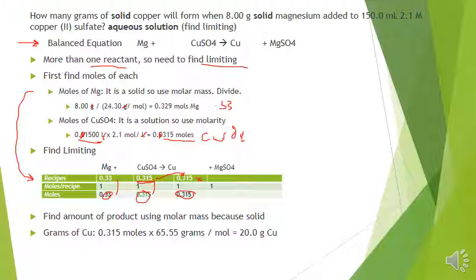Okay. It says I want to have it in grams, so I'm going to use molar mass. So I multiply by the molar mass of copper, which is 63.55. So it's 0.315 moles times 63.55 grams per mole, and it ends up with 20 grams of copper.